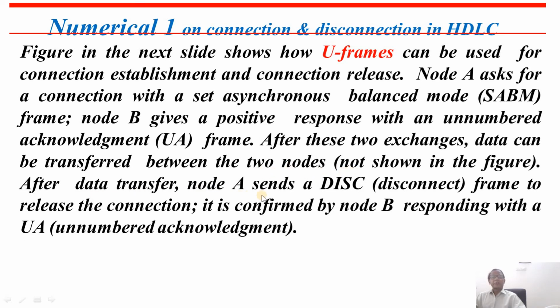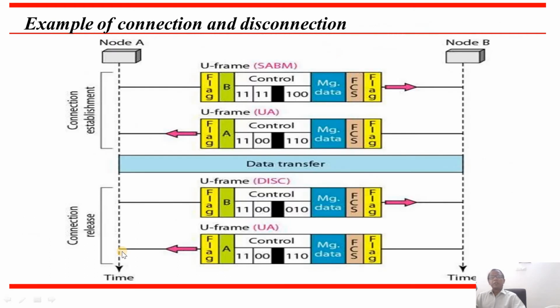After data transfer, node A sends a disconnect frame to release the connection. It is confirmed by node B responding with an unnumbered acknowledgement. This is how connection establishment takes place, and like that we see connection establishment and connection release.